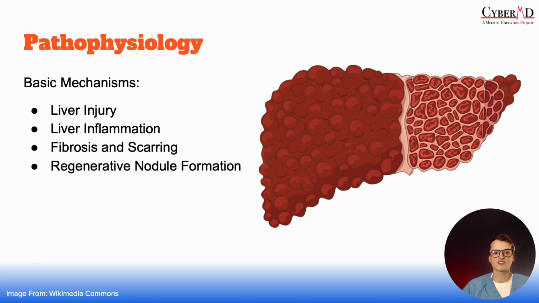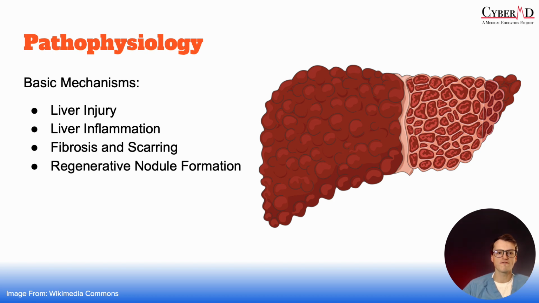Each insult is going to result in the death of hepatocytes. And that's going to be, remember, the liver's functioning cells. And that's going to set the stage for further pathologic changes. So those further pathologic changes can include inflammation. So in response to hepatocyte damage, the liver is going to initiate an inflammatory response. While this is a normal part of healing, chronic inflammation can lead to harmful consequences, such as fibrosis and scarring.